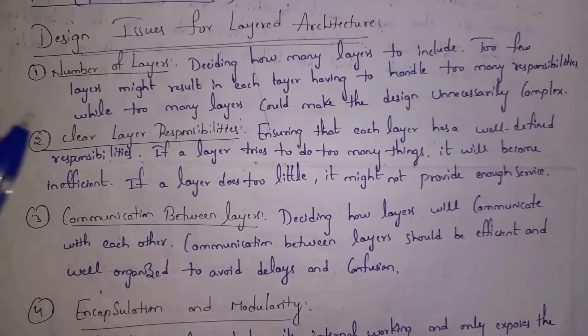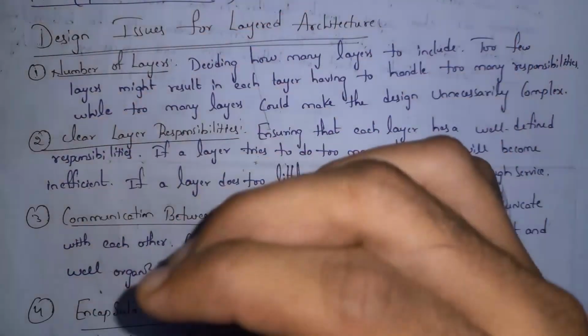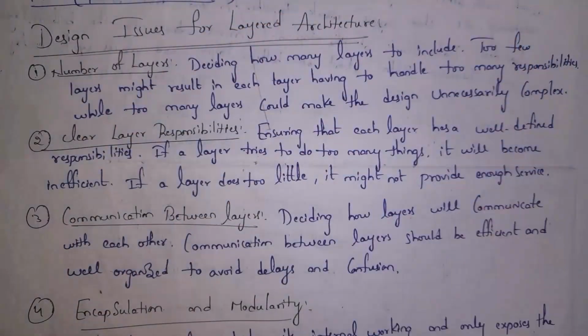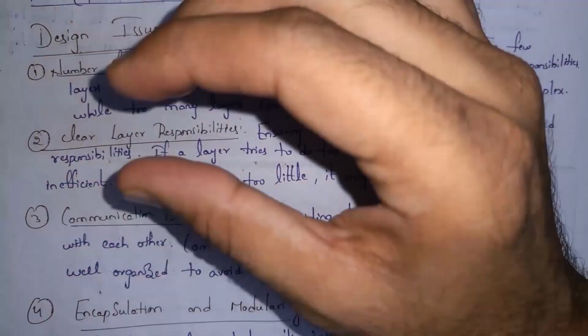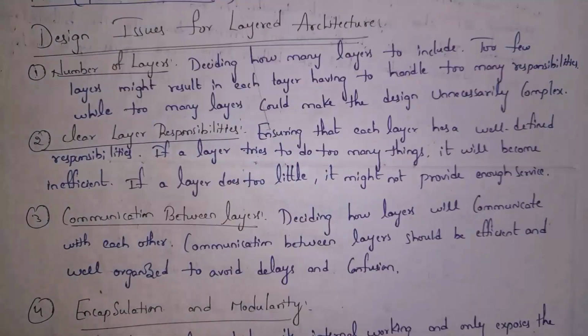And the second one is clear layer responsibilities. Whatever layers are present in the network, we need to give equal work to all layers. If we give more work to one layer and less work to another layer, then communication will not happen properly. We need to give an equal amount of work to all layers. And the third one is communication between layers. Yes, all layers in the network must communicate efficiently. If layers cannot communicate properly, the person will receive a wrong message. That is why all layers must communicate with each other properly in the network.